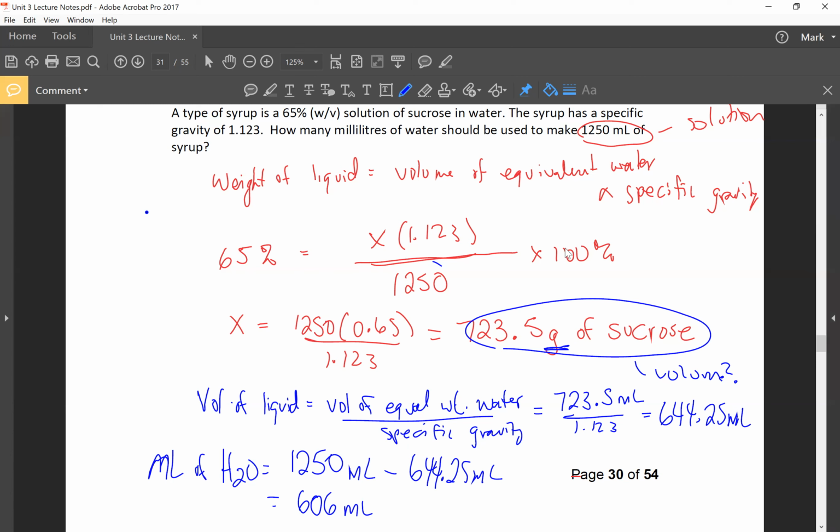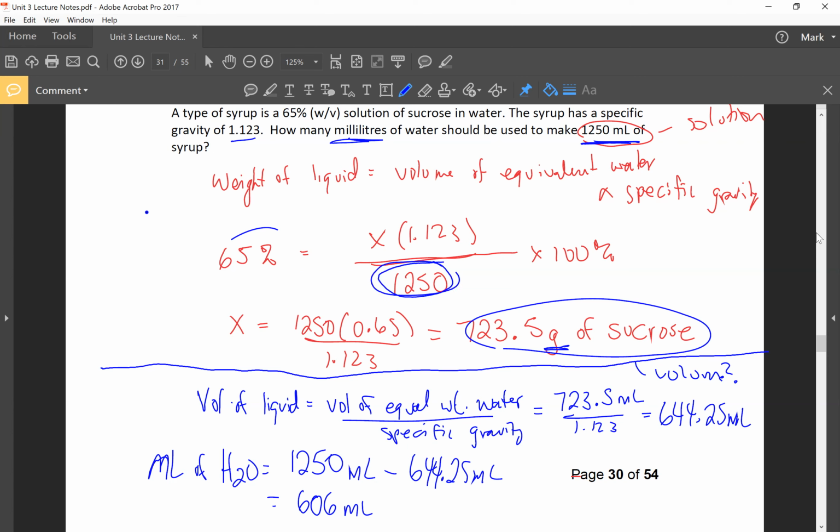So let me go over what I did, and we'll go over the answer here. A type of syrup is 65% sucrose in water. Okay, so 65%, no problem. The syrup has a specific gravity of 1.123, and it asked how many milliliters of water should be used to make 1,250 milliliters of syrup. Well, this number on the bottom that I'm circling now is the milliliters of water plus the milliliters of the sucrose solution that we're adding together.